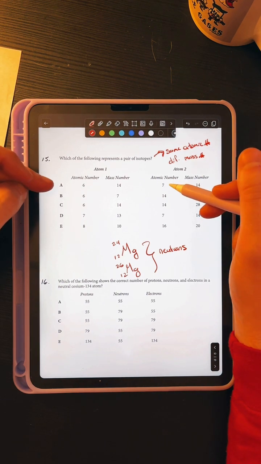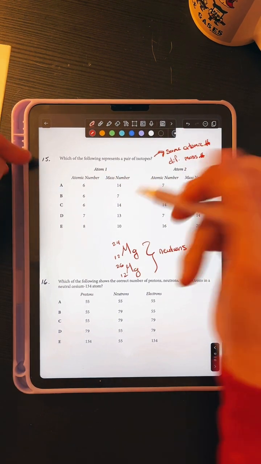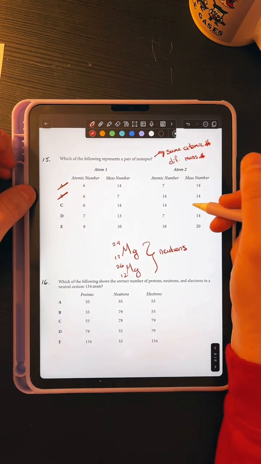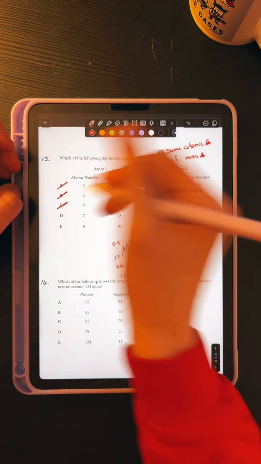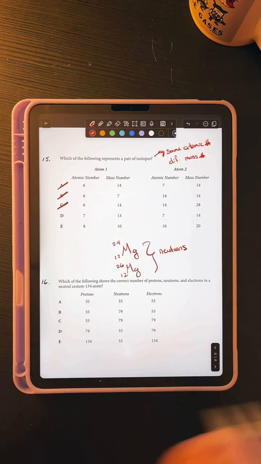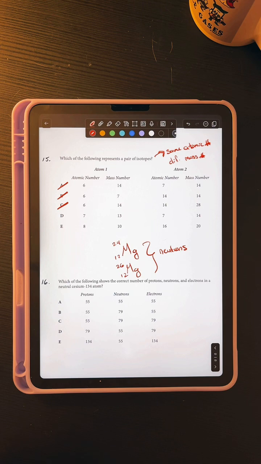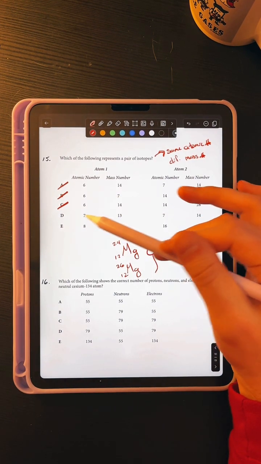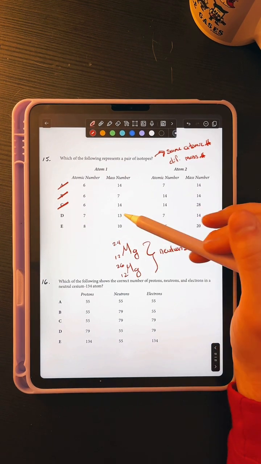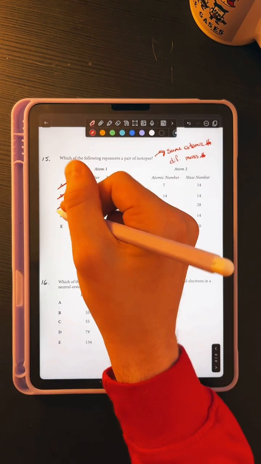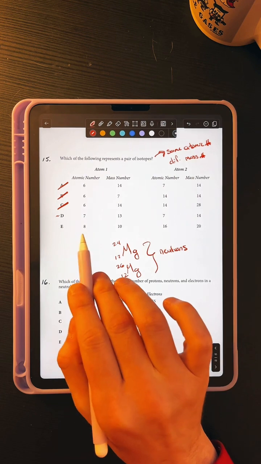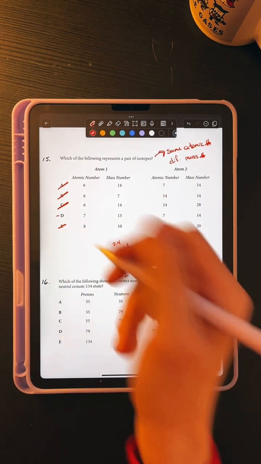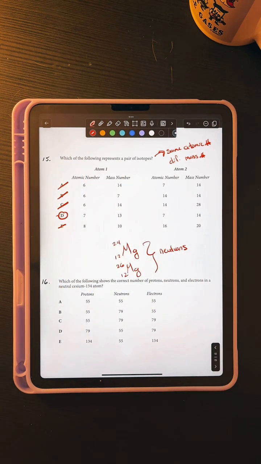Going through, choice A, atomic numbers 6 and 7, those are different. 6 and 14 for choice B, those are different. Again, 6 and 14, those are also different. Yes, it could also be called magnesium-24 and magnesium-26, exactly. D, we have the same atomic number, and our mass numbers are different, so that one could be our answer. And then E, those atomic numbers are different between 8 and 16, giving us D as our answer.